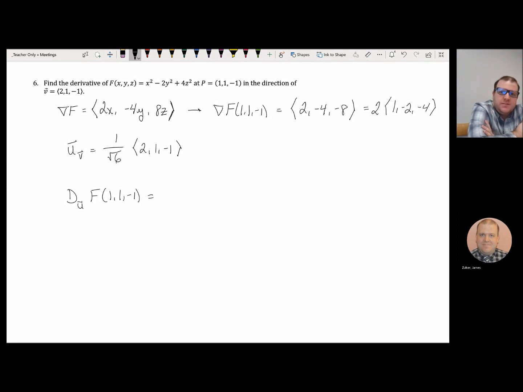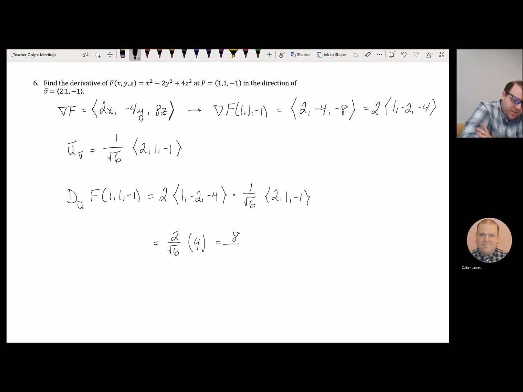Then the derivative of f in the direction of u at the point is our gradient dotted with our unit vector. Two minus 2 is 0. Eight over root 6.